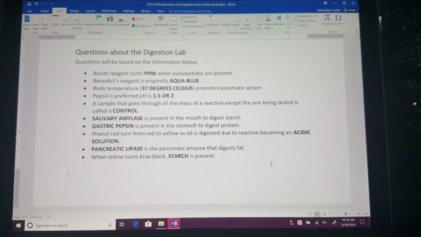Our control was the one that did not have bile, and then our experimental one is the one that did have bile. So in that case, we did have something where it went through the steps, but it didn't really have the active variable that's being tested, as in the presence of bile. The other one, so just, what goes on? So what enzymes are breaking down what?